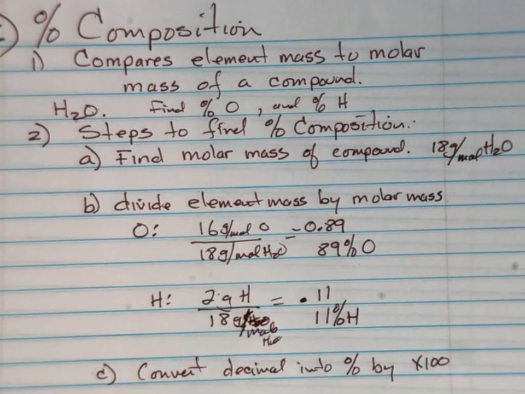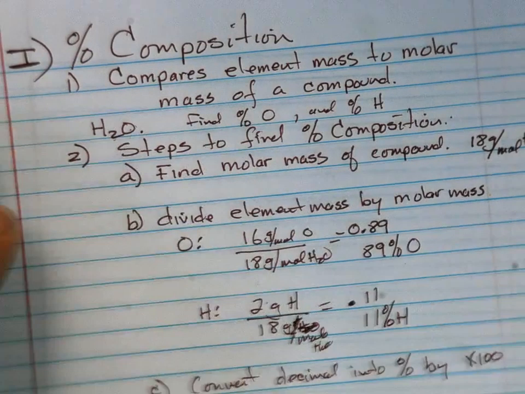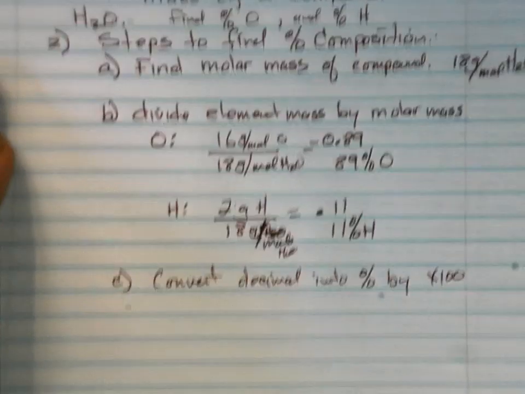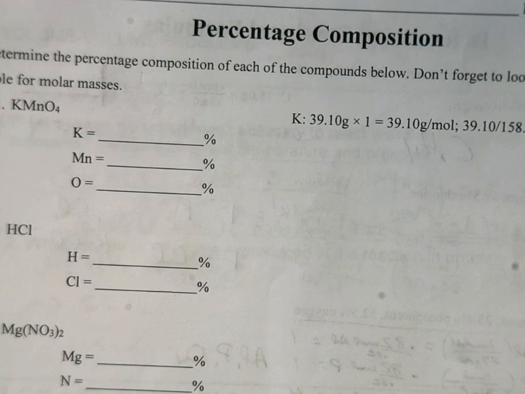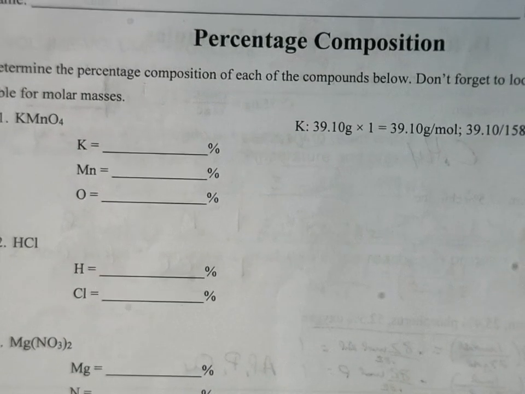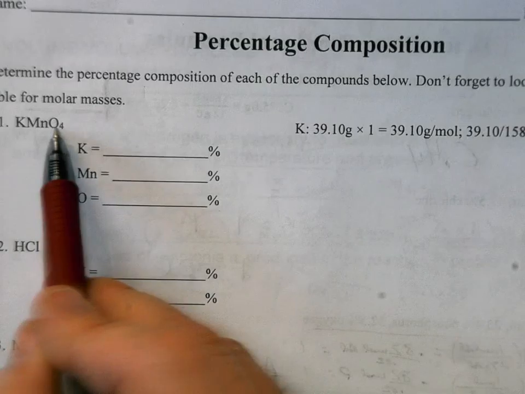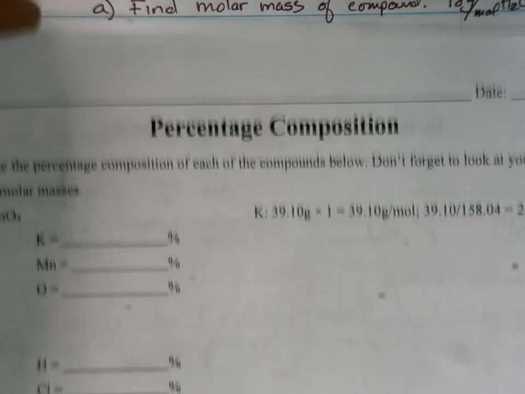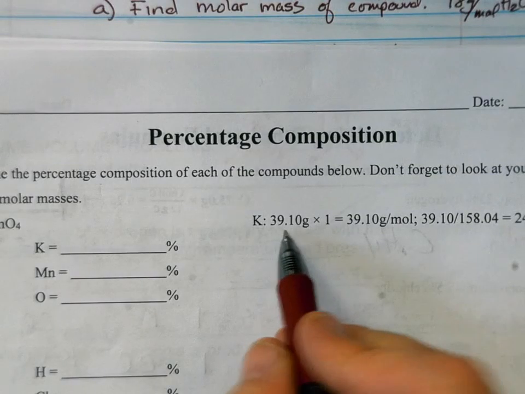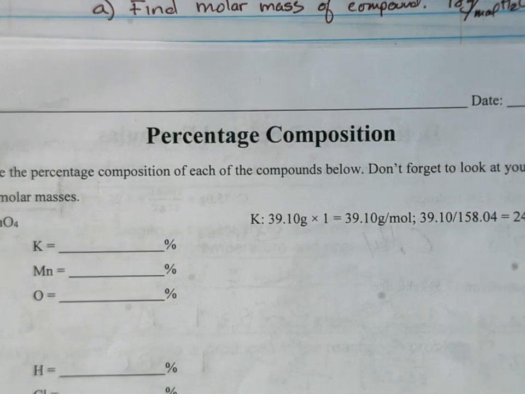Our first problem is going to be, we slide that up in case you're still writing. Let's find the percent of potassium, manganese, and oxygen in potassium manganese oxide. So for this problem, we got the first part set up.